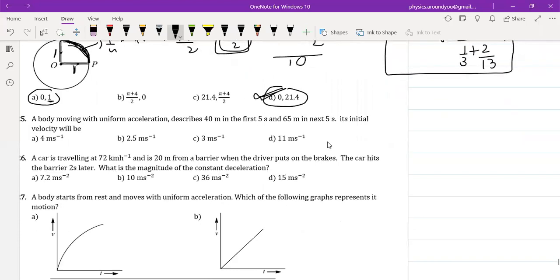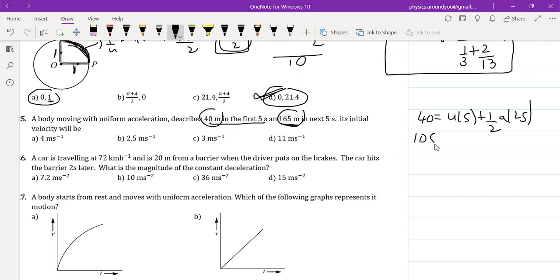Question number 25. In question 25, it is s equals ut plus half at square. So 40 is equal to u times 5 plus half a times 5 square. That is the first equation. The second equation is 65 meters in the next 5 seconds. So what is the total distance traveled from t equal to 0? 105 meters. And what's the total time passed? 5 seconds plus 5 seconds, totally 10 seconds. So u into 10 plus half a into 10 square, which is 105. With this, I have two equations and two unknowns, and I need to solve for u. Please check which of them would be appropriate.